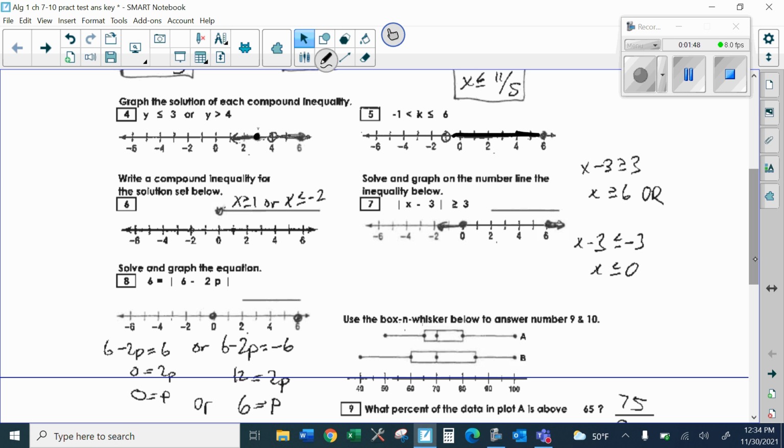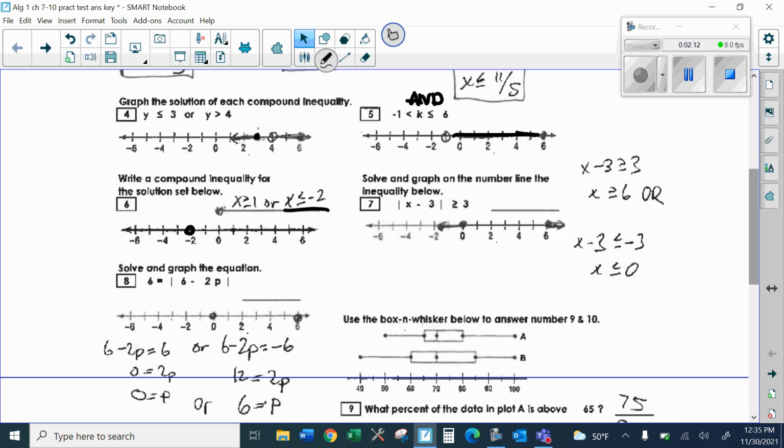Number 6, go ahead and write what it says here. It's an open circle at -2 going to the left. So x is less than or equal to -2 right there. Or, and another way to know it's an or, if it's going in opposite directions like this, is always an or. It cannot be an and. The word and is always used when it's shaded in between. So this is an and right here.